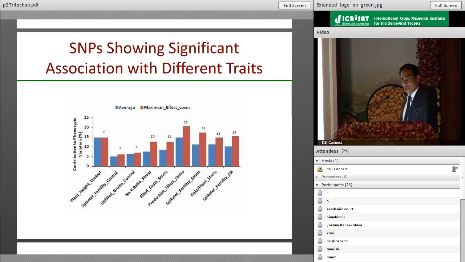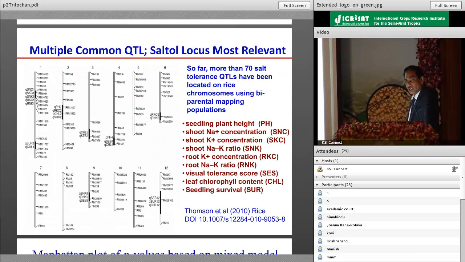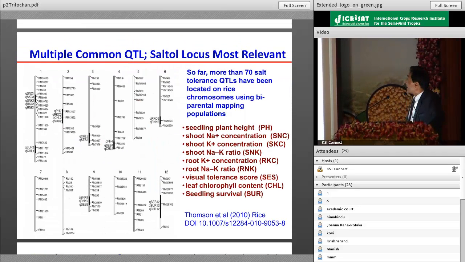And we corresponded these loci to the known QTLs which have been mapped, and more than 70 QTLs have been localized, a large number of them particularly at the vegetative stage for salinity tolerance. And this is Michael's paper, which was published in Rice some years before. You can see some of these loci, 1, 2, 3, 4, 5, 6, 7 of them are presented here. And our loci identified through association correspond.